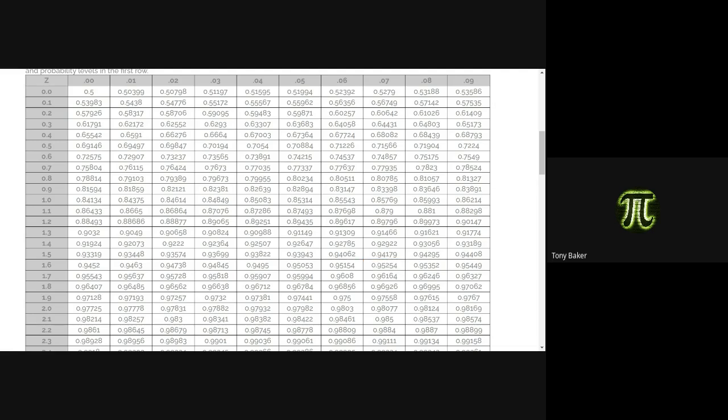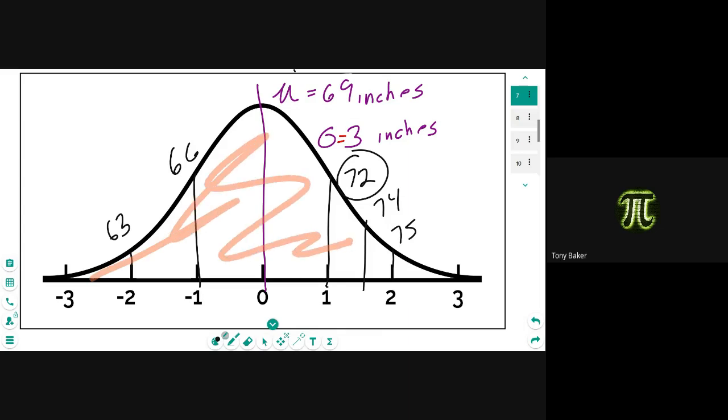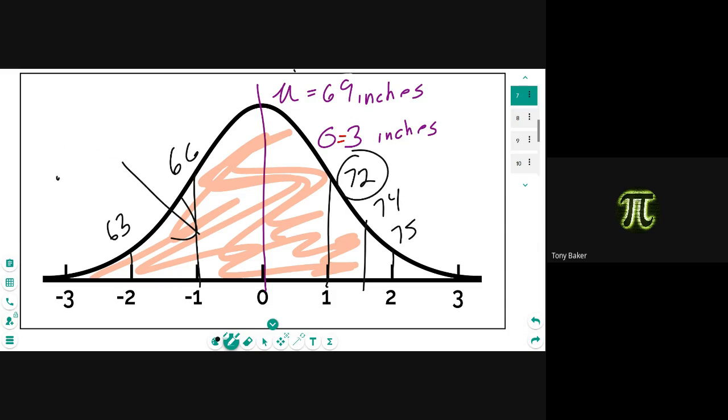So what that means is that from here all the way over to that 1.67, that is 0.9525 or 95.25%. Okay? Was it easy to find the number? That was fine. Okay? I know, lots of numbers, but it's not complicated to find stuff. We good? Great.